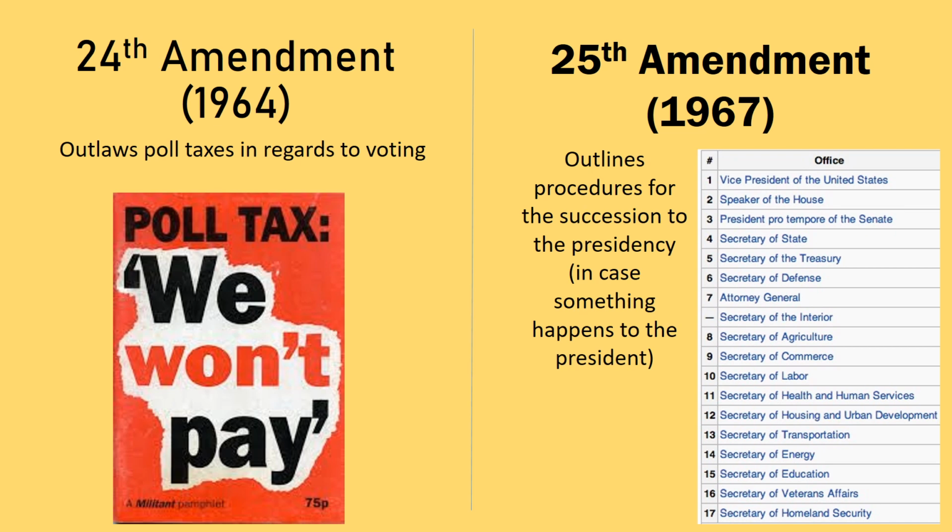The 25th Amendment in 1967 outlined the procedures for succession to the presidency, in case something happened to the president, who died or became incapacitated. And you can see there on the list the order to succeed the president. We've only ever got as far down as vice president when a president has died, but that is the list of succession.